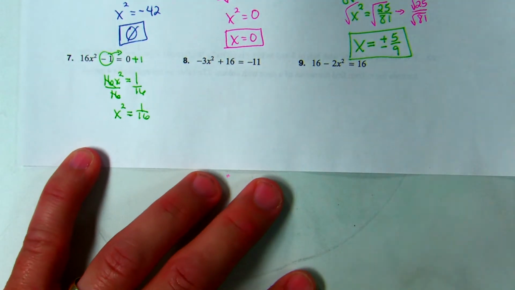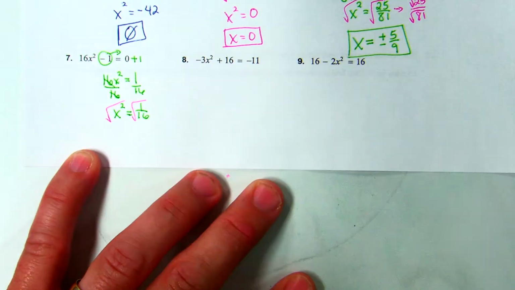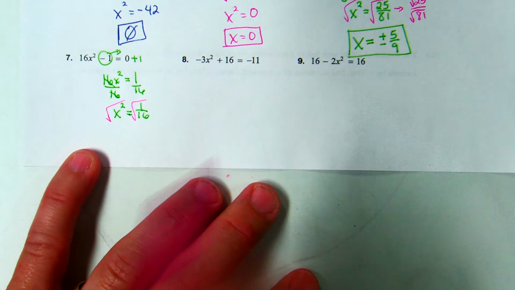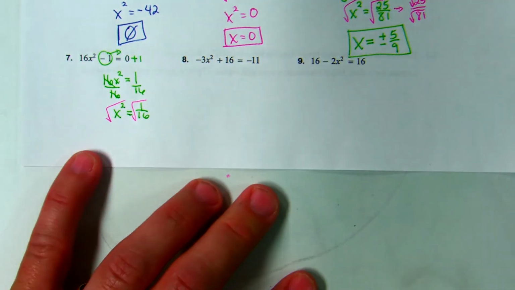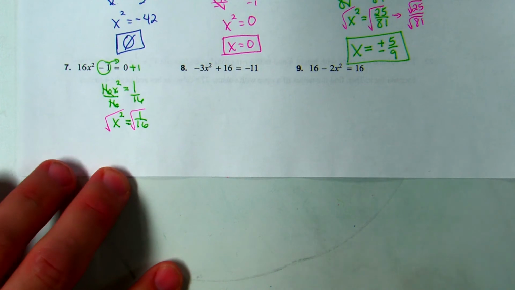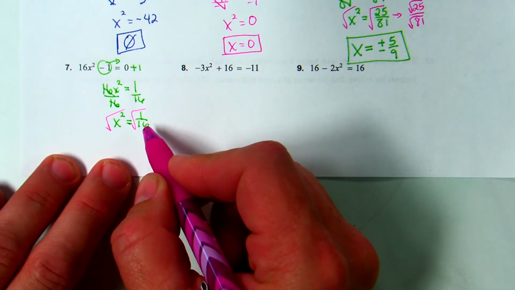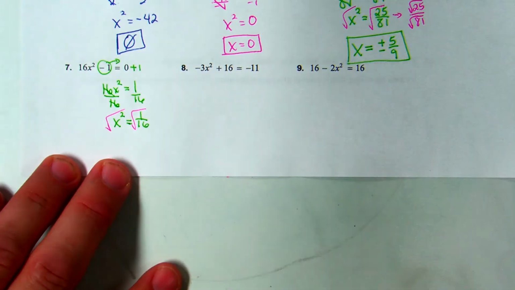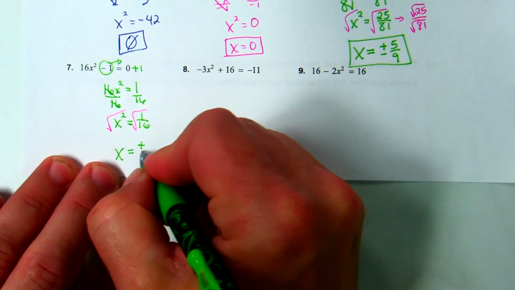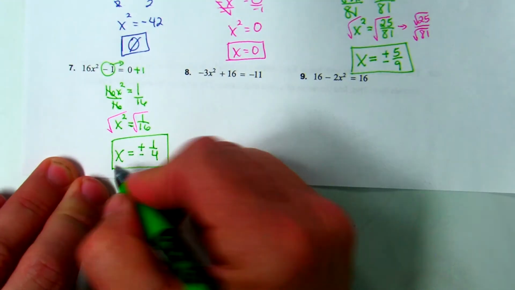And then we need to take the square root again, square root of both sides. What is the square root of 1? 1. And what's the square root of 16? 4. 4 times 4 is going to equal 16. But remember, because this is greater than 0, it could be a positive 1 over 4, or it could be a negative 1 over 4. And so in this case, x is equal to a positive or negative 1 over 4. And those are the two answers we would have for number 7.